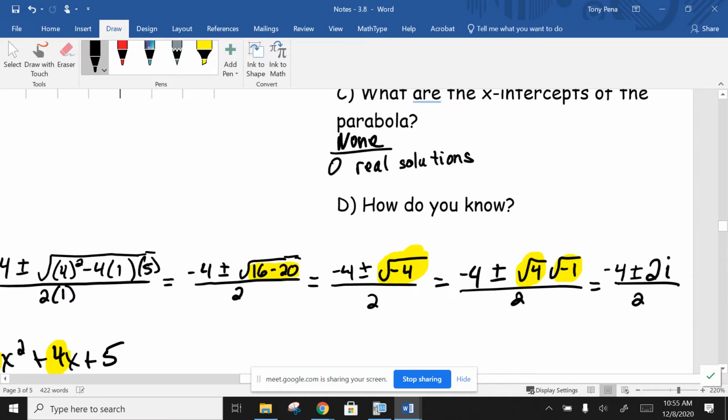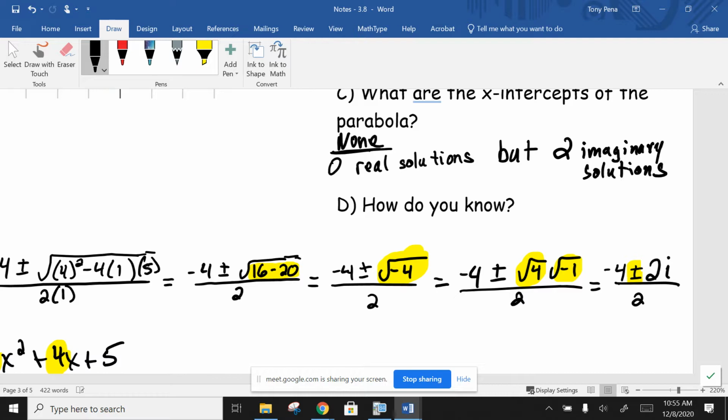Now come back up to here. Notice how we said there are no x-intercepts. That means there are 0 real solutions. But what we now know is there are 2, and the reason there's 2 is because we could add the 2i or subtract the 2i. There are 2 imaginary solutions. Okay?